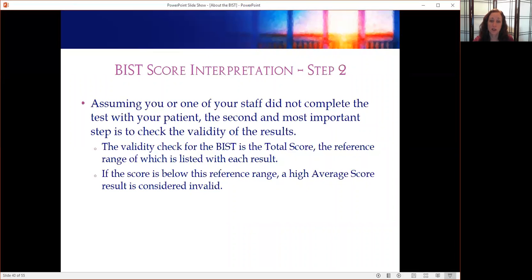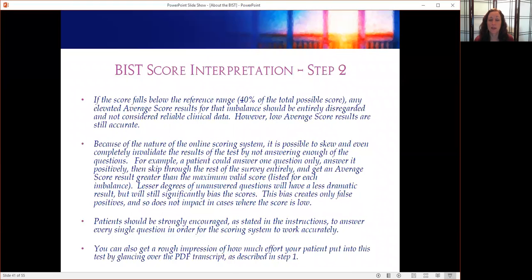So the validity check is the total score, and the reference range is listed with each result. And if the score is below the reference range, the high average result is considered invalid. So let me show you how this works. So basically, the reference range is set at 40% of the total possible score, and that's just to make it match up with the average score cutoff, which we'll be talking about in a moment.